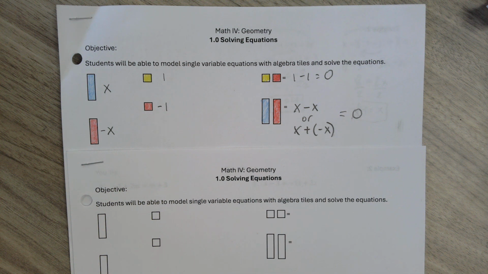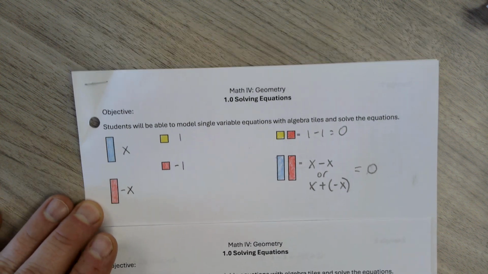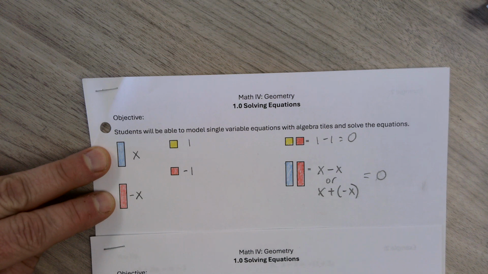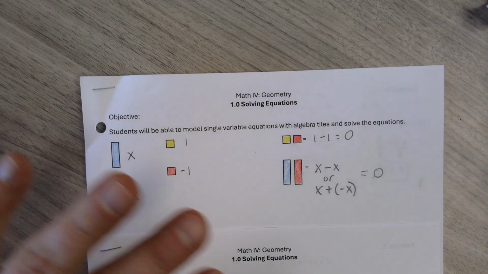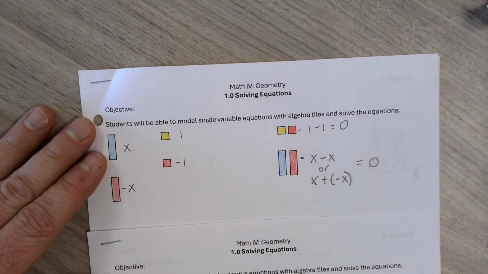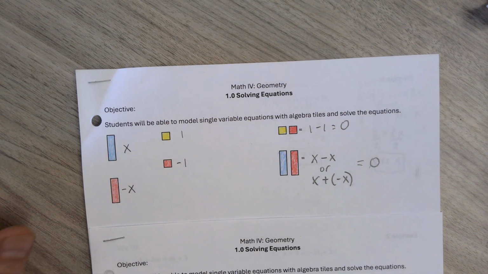In 1.0 for solving equations for geometry, essentially this is a review of the content that was covered in Algebra 1, but we will be solving equations in geometry, so we're going to be reviewing this content. The first thing to do with the lesson is to go ahead and color in these tiles. Just color them the same colors that you see there: blue, red for those, yellow for that. Feel free to pause the video, get it colored in, and then unpause when you're ready to proceed.